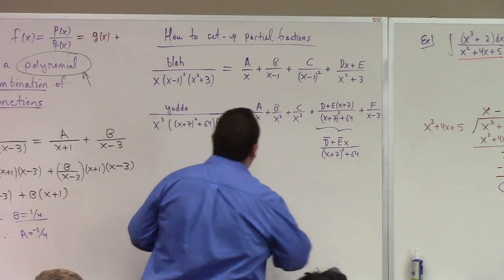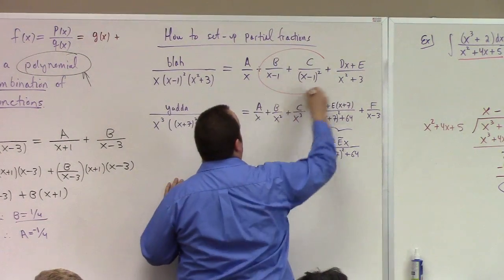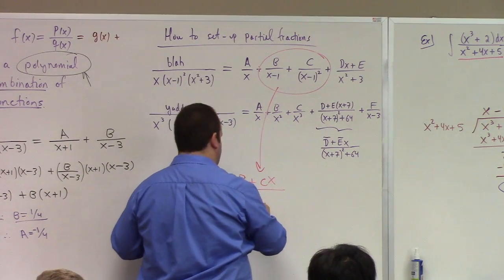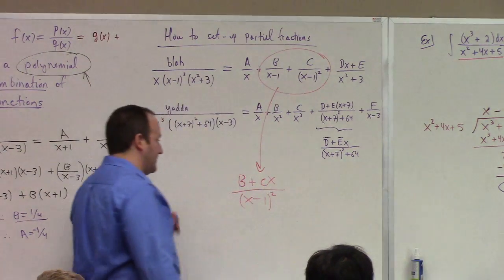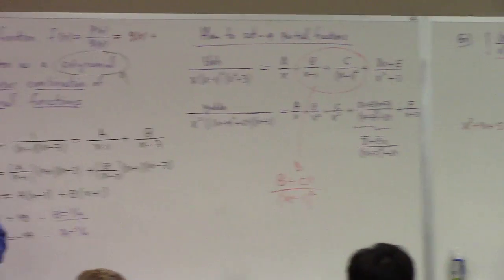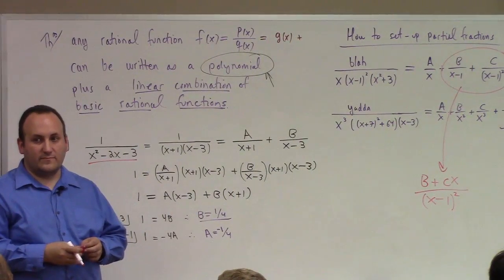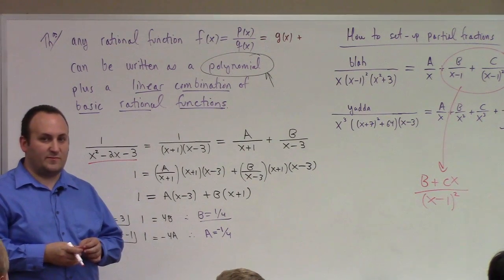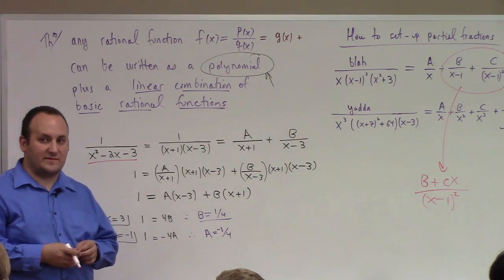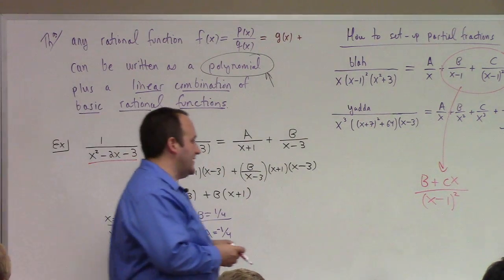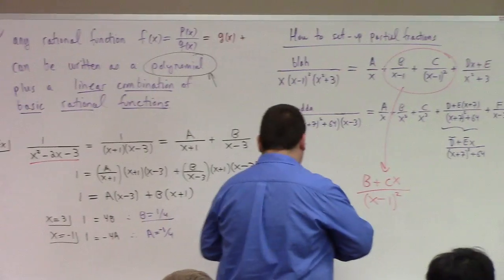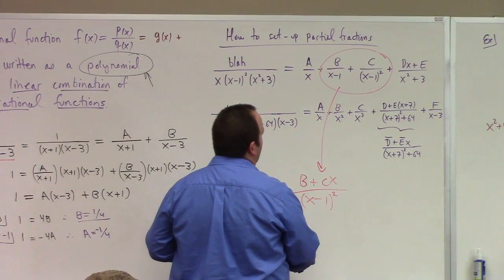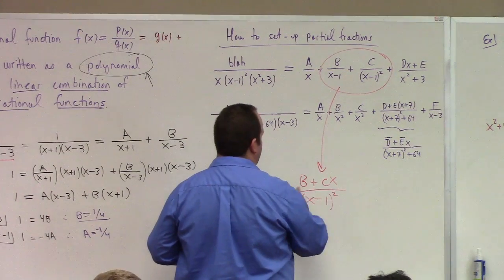Some of you, if I had to guess, don't want me to do this. You want me to do b plus cx over x minus 1 squared. Am I right? Don't feel that way yet? I mean, this is not the right pattern. It doesn't work. So let me see if I can explain that. How can I convince you that this is not what to do?